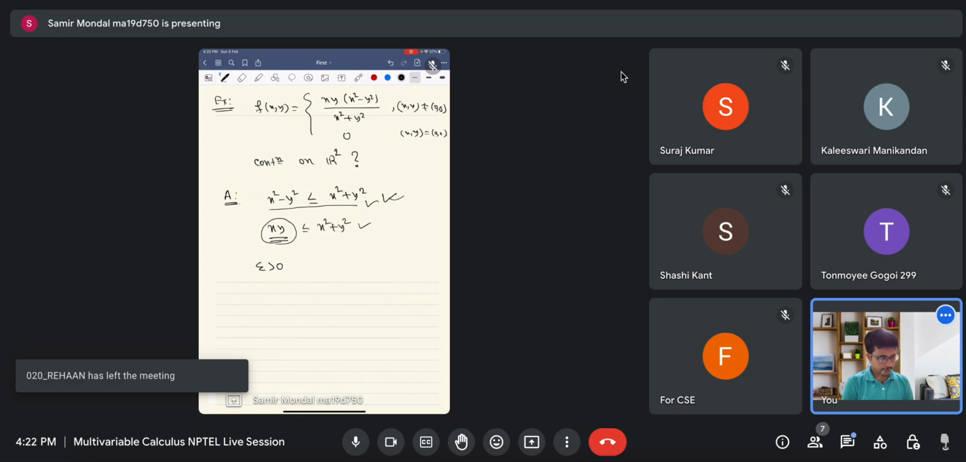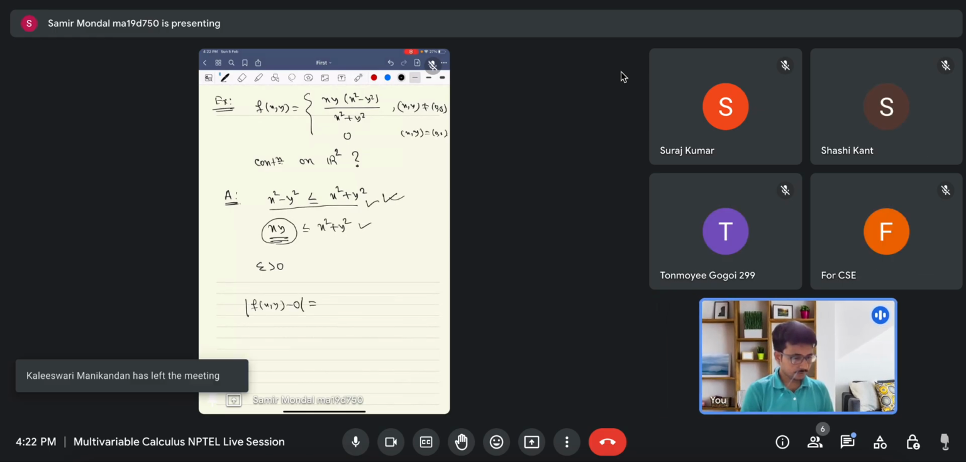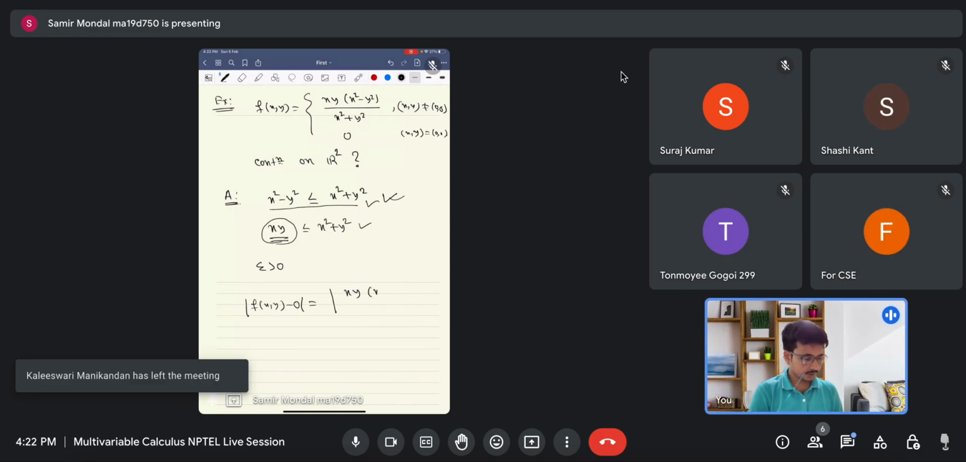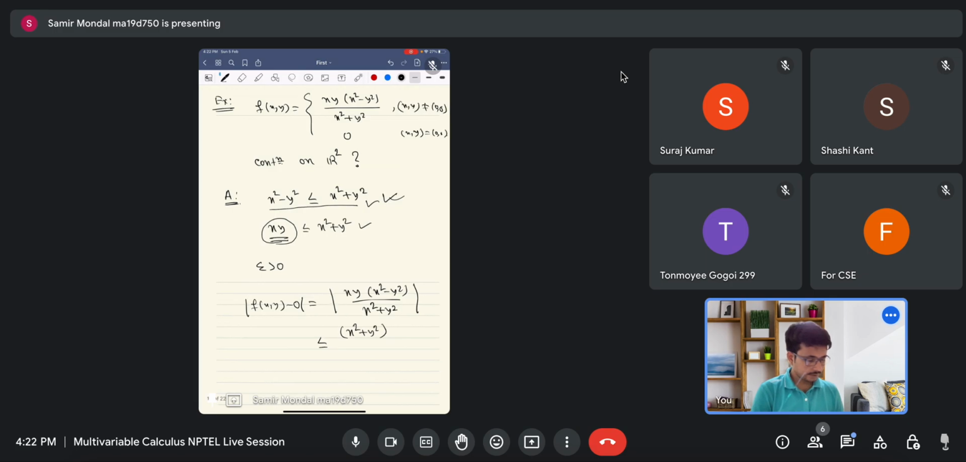We are getting that mod of xy minus 0, equal to xy times (x square minus y square) divided by (x square plus y square), is less than or equal to (x square plus y square) into (x square plus y square) divided by, so this is equal to nothing but x square plus y square. So what is your guess about delta?